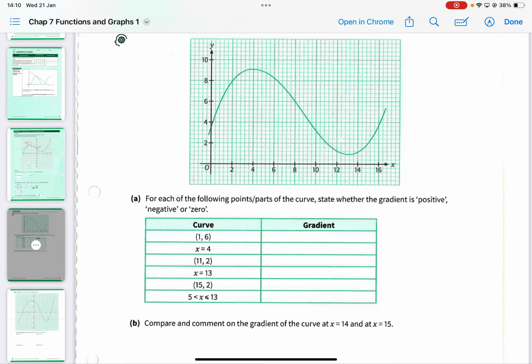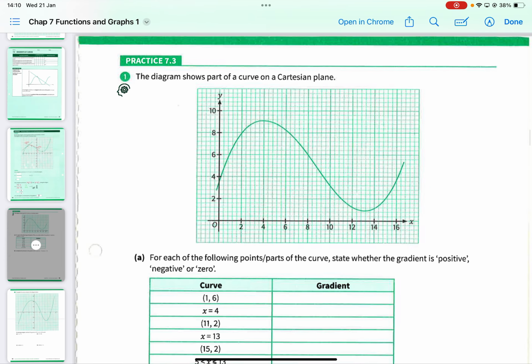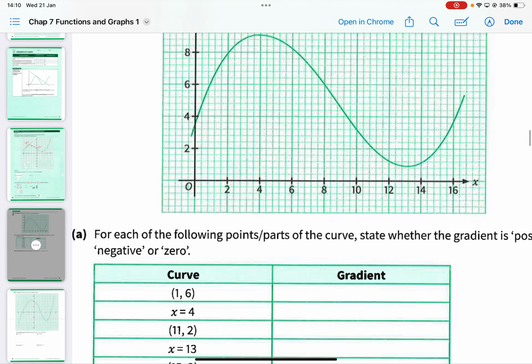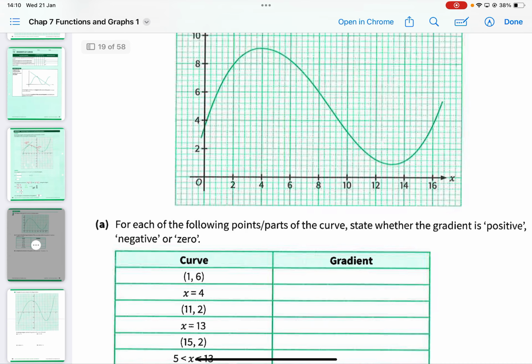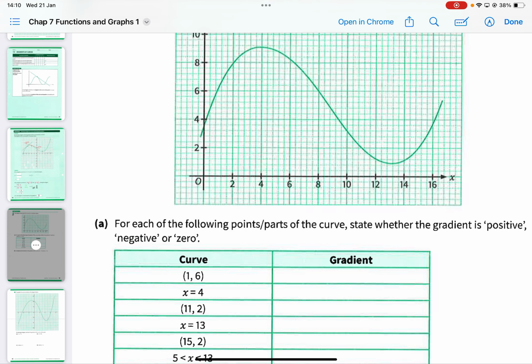Then let us look at question 1. What is the gradient of a vertical line? This one actually we also touched before.